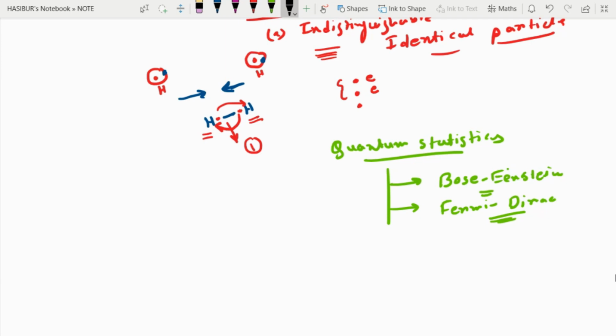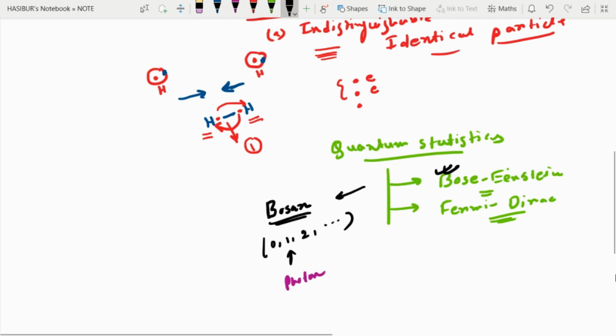Now, there are particles which are called bosons. They follow Bose-Einstein statistics. Bosons have integral spins, like spin 0, spin 1, spin 2. Like the photon has integral spin 1, and I think the graviton has spin 2. These are all bosons.